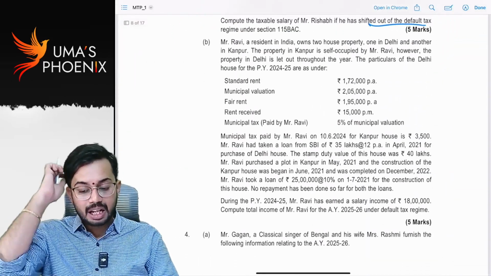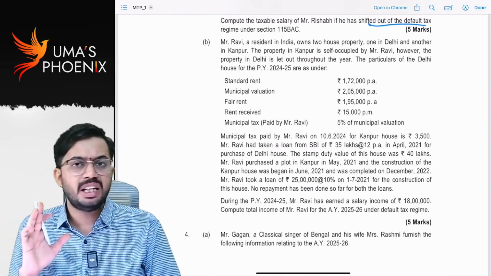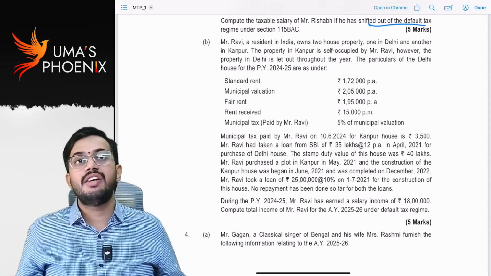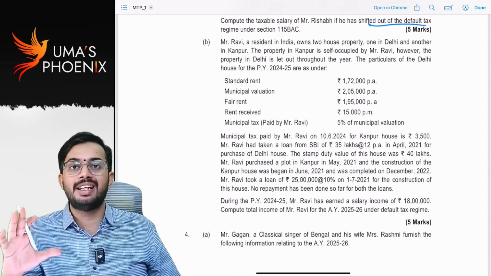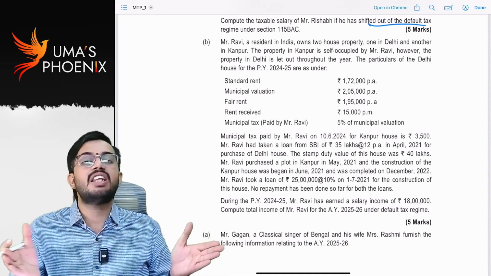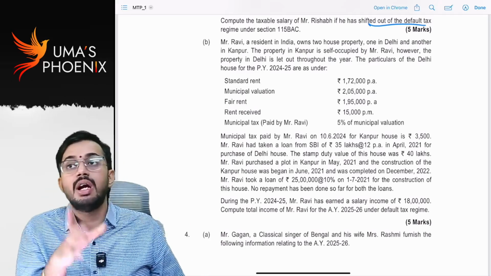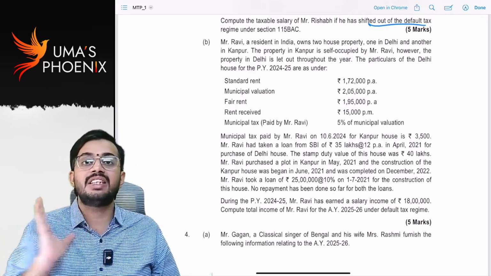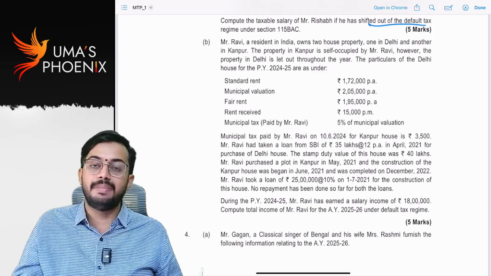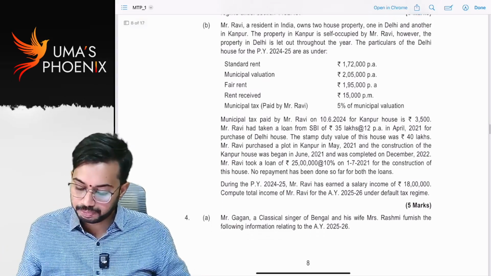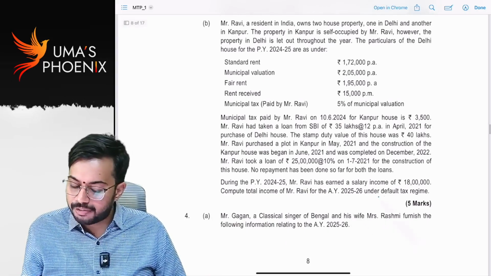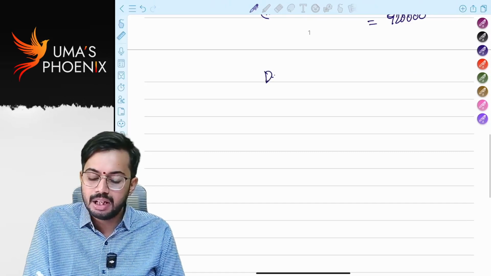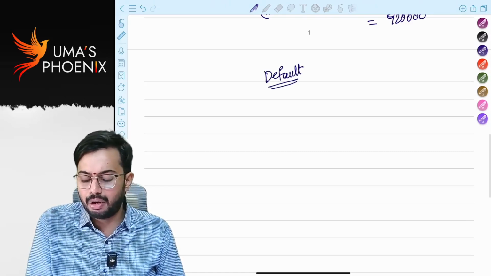Next. Mr. Ravi, before we start reading the question, let us see whether it is default tax regime or optional tax regime. Because if we know whether it is default tax regime or optional tax regime, we can take decisions while reading the question itself. So in examination also, before you start reading the question, first go to the last sentence and read whether it is default tax regime or optional tax regime. Is it clear? Here, compute total income of Ravi under default tax regime. When you are calculating under default tax regime, certain benefits are not available. Okay.